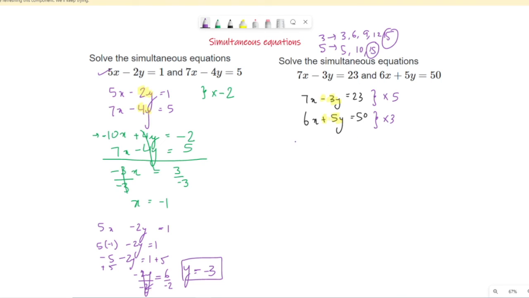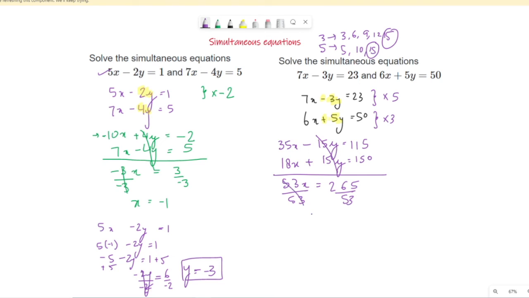So this one will become 7 times 5, 35x minus 15y equals 5 times 23, 115. And this one is 3 times 6, 18x plus 15y equals 150. Now let's bring them together. Positive and negative cancel each other. They both are positive, so 35 plus 18 will give us 53x equals 115 plus 150 will give you 265. Divide both sides by 53.